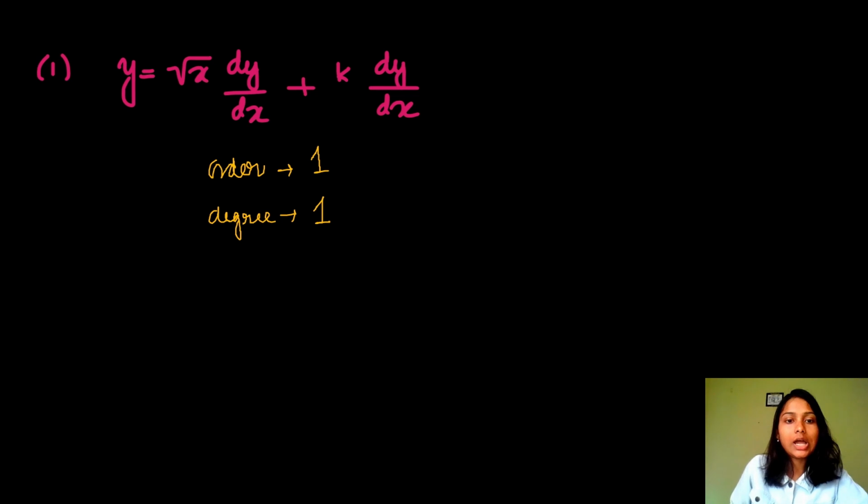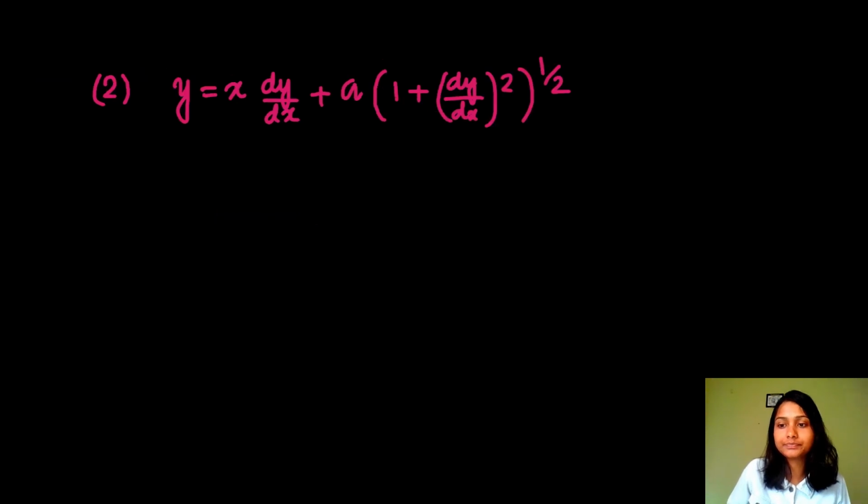Okay. And for the linearity part, it is linear, as for all these derivatives, y has power 1, dy/dx has power 1, and there is no multiplication term between y and dy/dx. Okay, so this one is linear. So this one is a good example. The highest order derivative present is 1, therefore the order is 1.